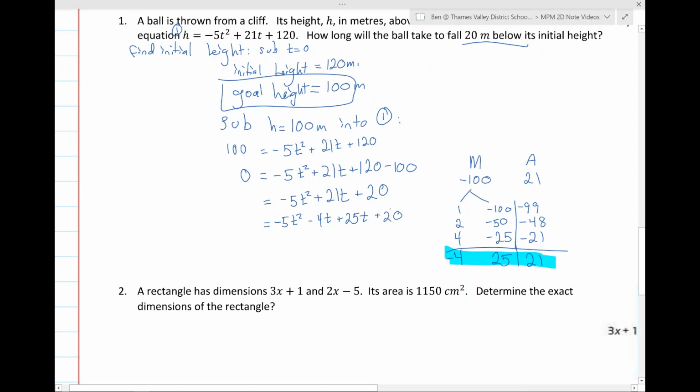Plus 20. Good stuff. Now that it's decomposed, we're going to find a common factor from the first two terms and the second two terms. That's how we're breaking this apart. Here we can factor negative t. So negative t leaves us with 5t plus 4.